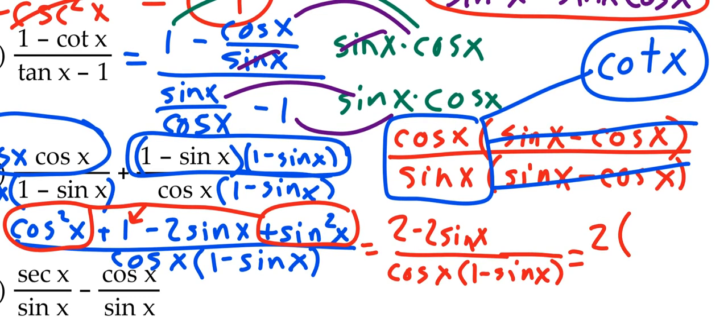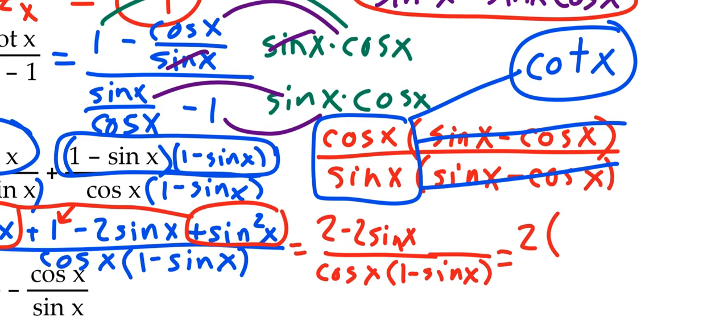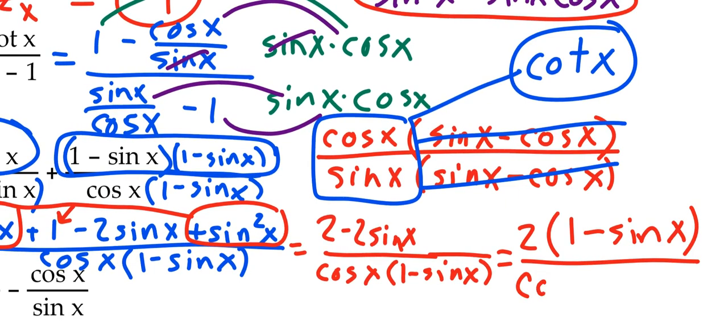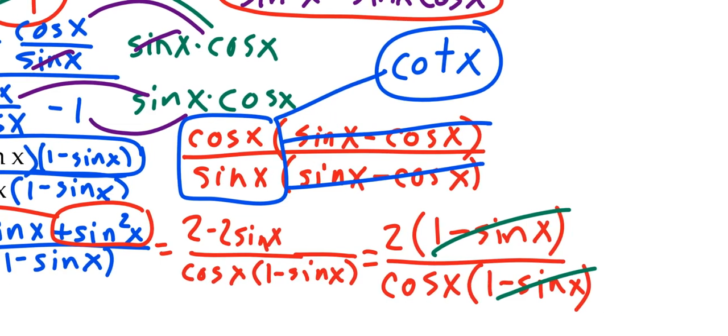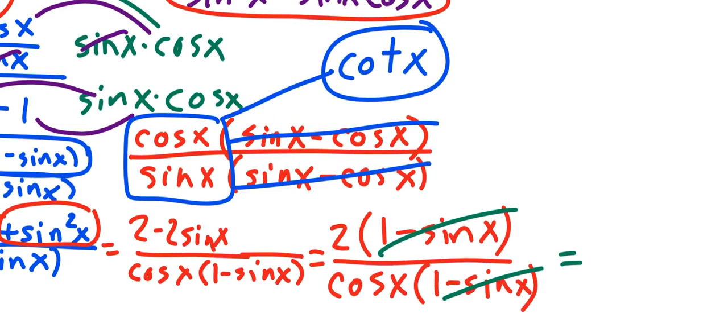Okay, so if I pull out a 2, what am I left with? 1 minus sine x. Cosine x, 1 minus sine x. Do I see anything that's going to be canceling? Yep, the 1 minus sine x is. And what's the final answer? 2 over cosine x. Can we say that a different way? 2 secant x.